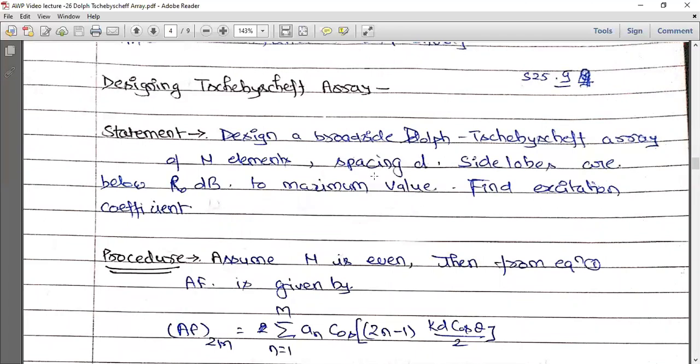Now we are heading towards designing a Chebyshev antenna array. The question in your examination paper may be something like: design a broadside Dolph-Chebyshev antenna array of n elements with inter-element spacing d, and side lobes are R0 dB below the maximum value. Find the excitation coefficients. Okay, so the question is how you have to find the excitation coefficients.